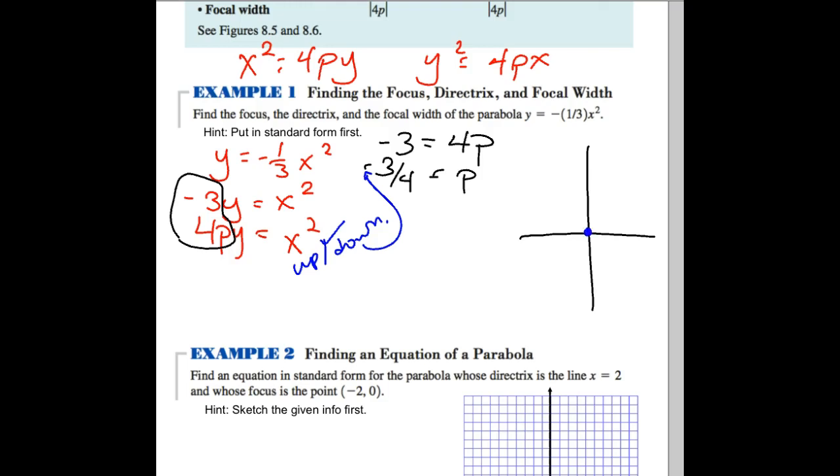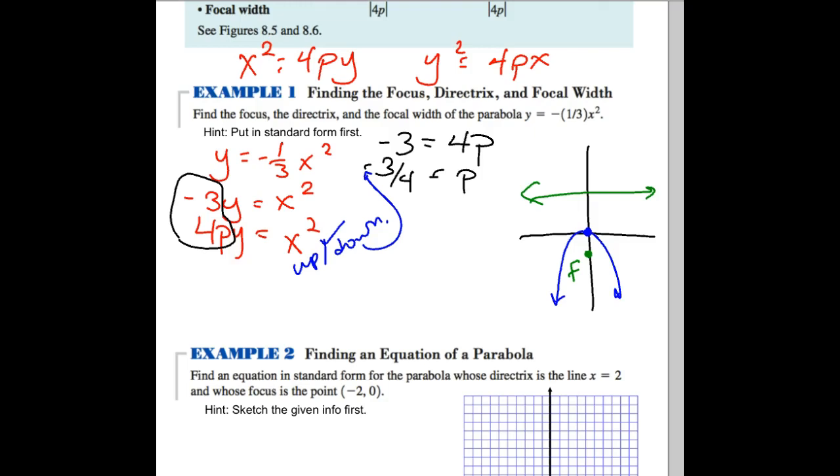We said today the vertex is going to be at the origin. And we know it opens down. From that information, I know that my focus is going to be somewhere on the negative y-axis, because it's inside the curve of the parabola. So I know that I'm going to have a focus somewhere over here. And then I know that my directrix has to be a horizontal line on the other side, same distance, but going outside of the parabola.